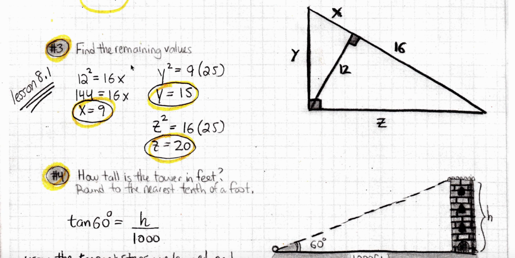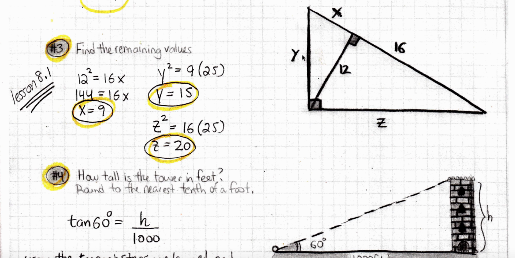Question number 3 came straight out of lesson 8.1. So if you remember the formulas for geometric means out of that lesson, you'll do this quite well. 12 is an altitude, so 12 squared is equal to 16 times x, which means that x is 9, and the entire hypotenuse is 25.